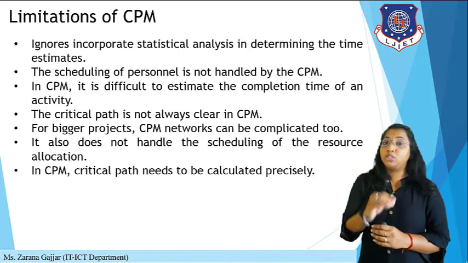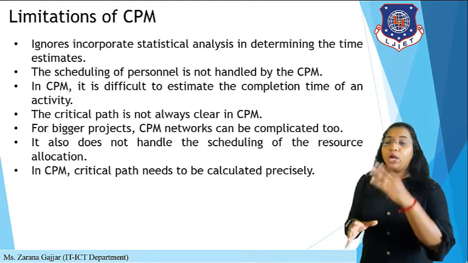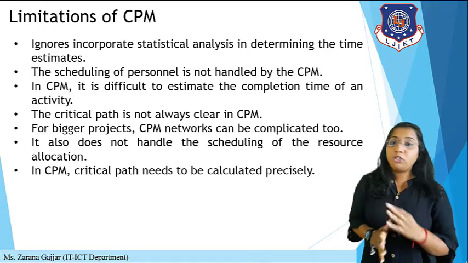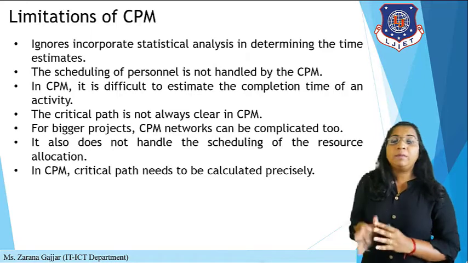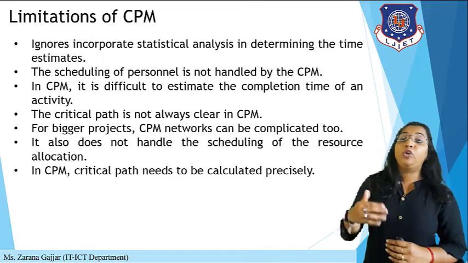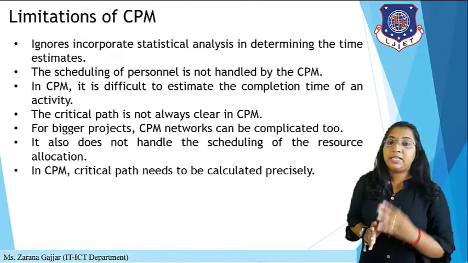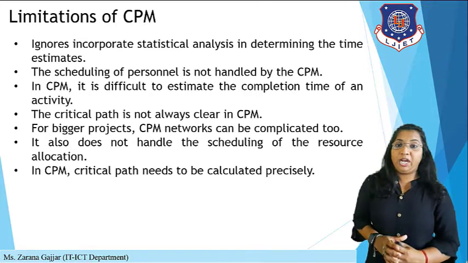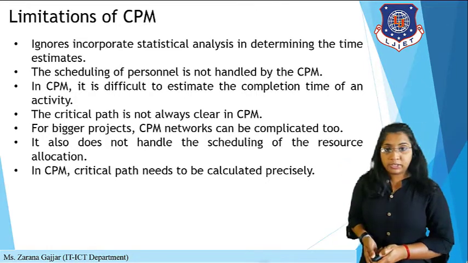Then it also does not handle the schedule of the resource allocation. Okay, so if you have allocated resources to the people or team members, then it will not schedule all the resource related allocation. Okay, and in CPM, the critical path needs to be calculated precisely, because if you do not calculate it precisely, then you are not going to cover all the things in your CPM network, right? So this is all about the limitations of CPM.